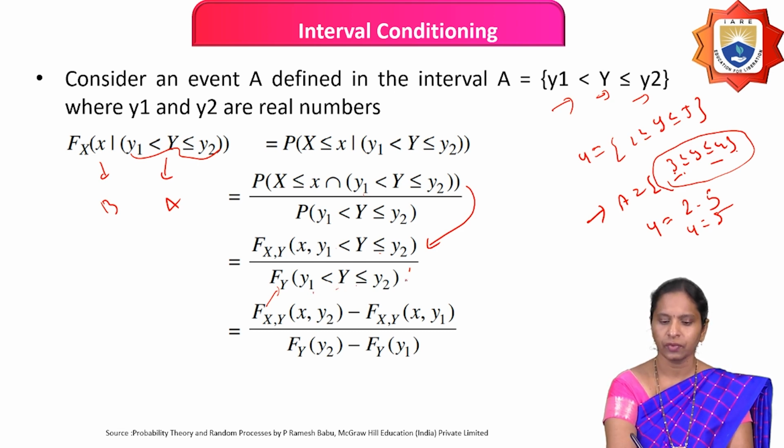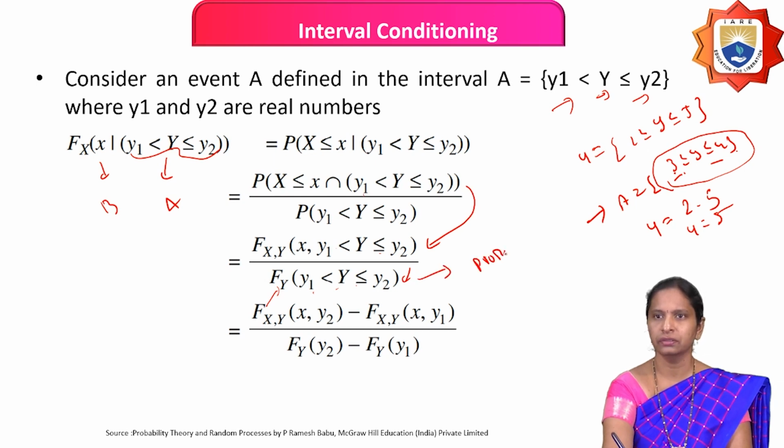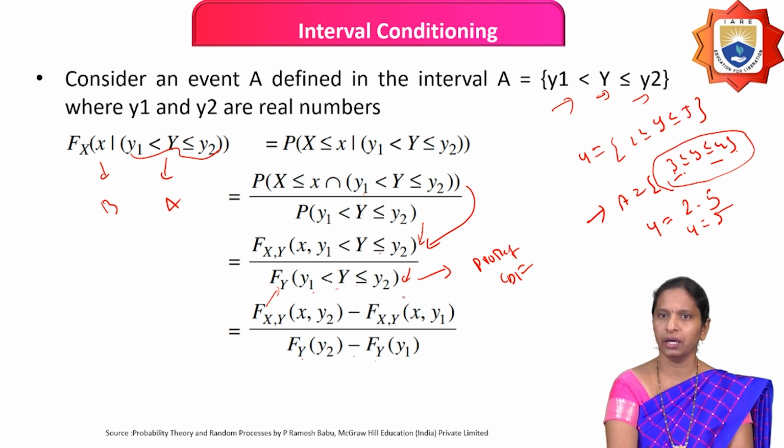So, from the properties of the distribution function, how can I write this? That is nothing but F y of y2 minus F y of y1. And similarly, from the properties of the joint distribution function, how can I write F x y of x comma y1 to y2? That is nothing but F x y of x comma y2 minus F x y of x comma y1.